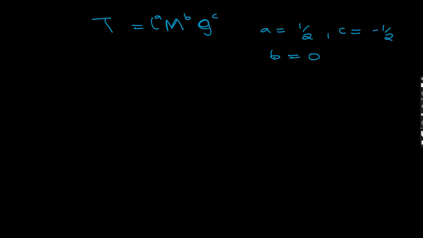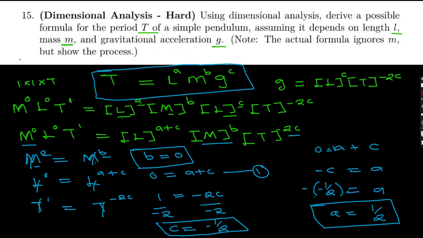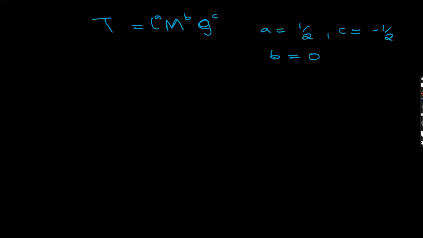I want you even to see why they said ignore the M. You are going to see where our M is getting eliminated in the formula. This is the important thing about dimensional analysis. So I want you to see this. We say T is equal to L to the power half, and M to the power 0, since B is 0, and G to the power negative half.